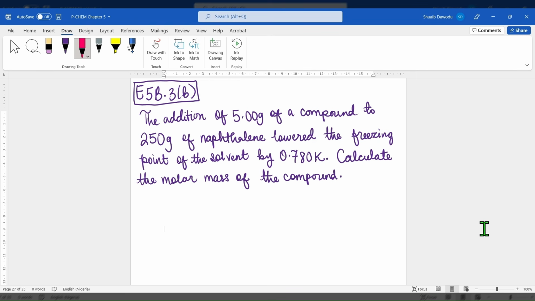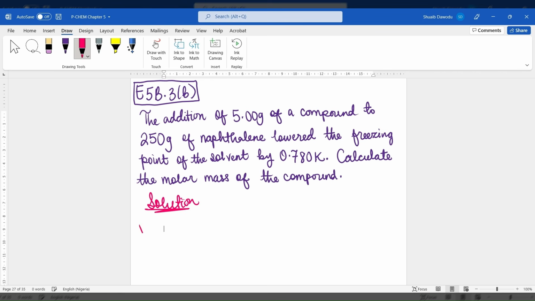But first, we have to reread the question and write out all the parameters as well as highlight the keywords. So we're told the addition of 5 grams of a compound, an unknown compound, we're not given the name of the compound, to 250 grams of naphthalene, lowered the freezing point of the solvent by 0.78. Calculate the molar mass of the compound. So we're going to first of all write out all of our parameters.